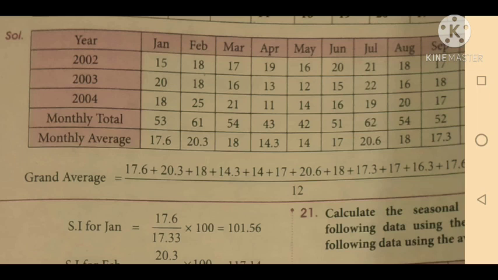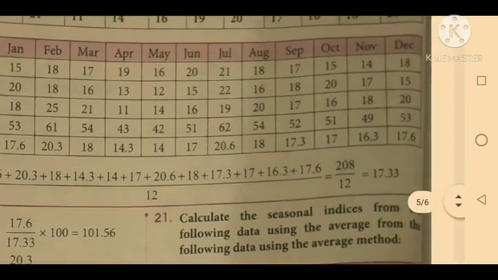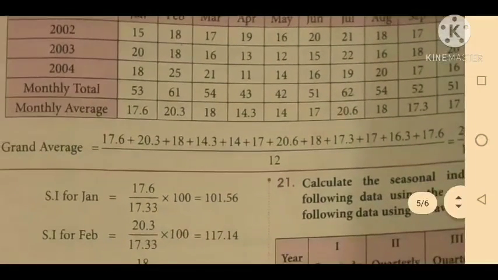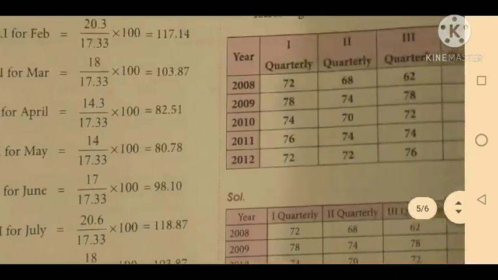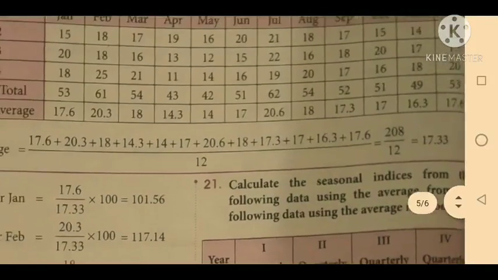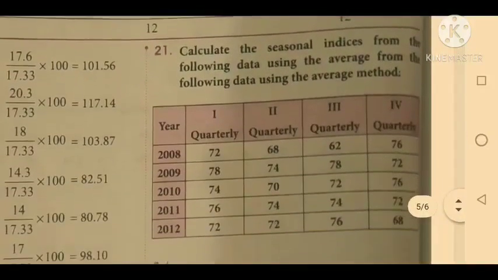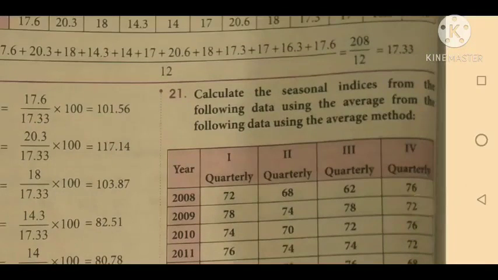Likewise you take the monthly average, and grand average is nothing but the summation of the monthly averages divided by the number of months, that is 12 months. Okay, this is the way you find the value of monthly average, it is 17.3. After that seasonal index, that is for January, the monthly average divided by grand average into 100. Likewise you find up to January, February, March, April up to December. Okay. So this is the way you are doing the sum for monthly averages.